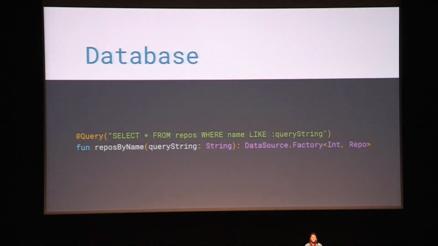So the paging library has a close integration with Room. So this means that actually in our DAO, we can also return a data source factory. So for example, here we're saying that we want to return all the repos from the database that have a certain name. And we can let Room do all the implementation of the data source and the data source factory for us.